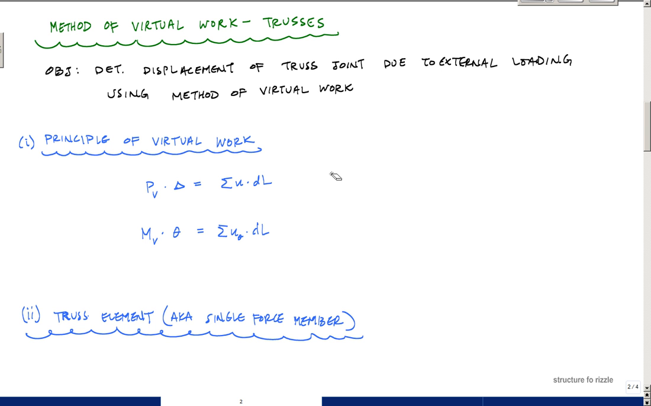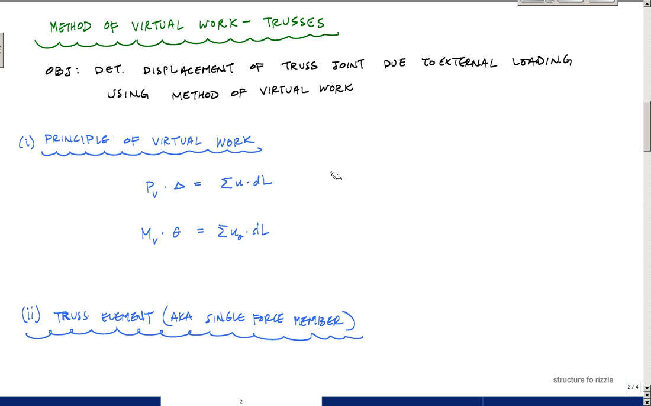All right. Welcome back. And here we are in our sequence on structural analysis. In this video, we're going to be covering the method of virtual work, or the unit force or load method, for truss structures. Hopefully by the end of this video, you'll be able to determine the displacement of a truss joint with a bunch of external loads on it using the method of virtual work.